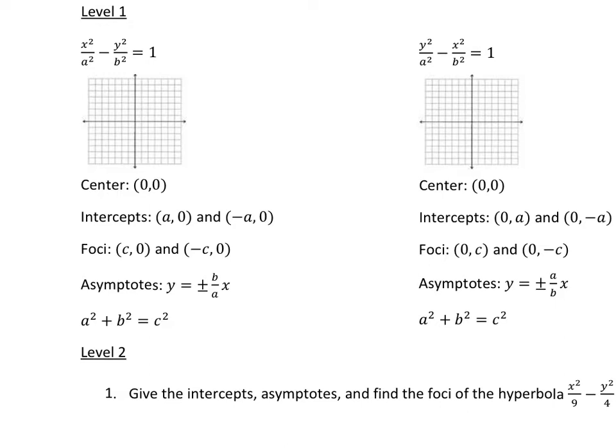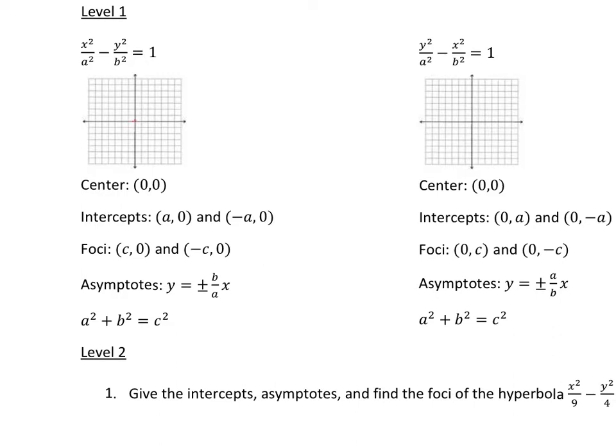Another thing to notice is the a and the b stay put. They're not switching. There's no rule like A has to be bigger than B, like there was with the ellipse. They're obviously subtracting in between. This is the only one that is subtracting, so that's good to remember. And lastly, it's always going to be equal to 1. So we're going to be dividing both sides by a constant to get 1 on the right side of our equation, just like always.